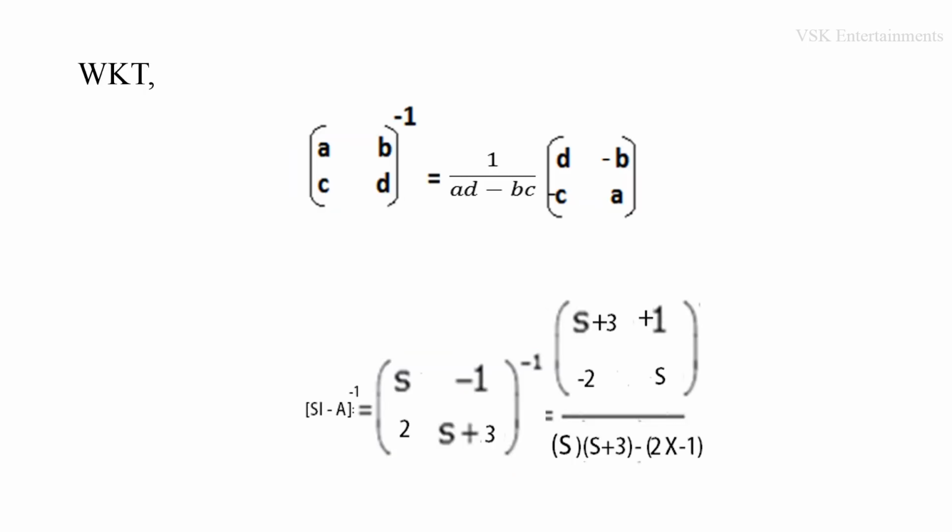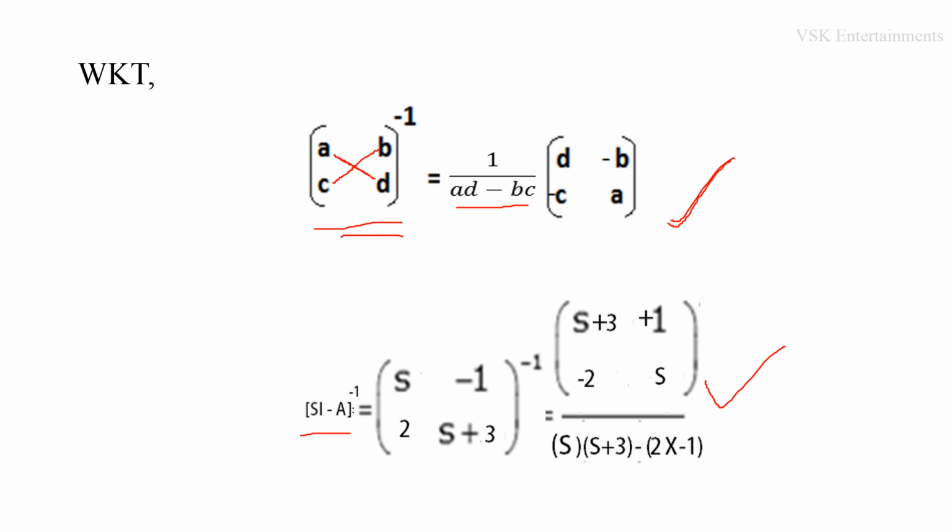We are going to find out (sI − A) inverse by using this formula. It is a 2 by 2 matrix. The inversion of this 2 by 2 matrix is 1 by (AD − BC) into, we are going to interchange these two elements and complement these two elements, that is D, −B, −C, A.